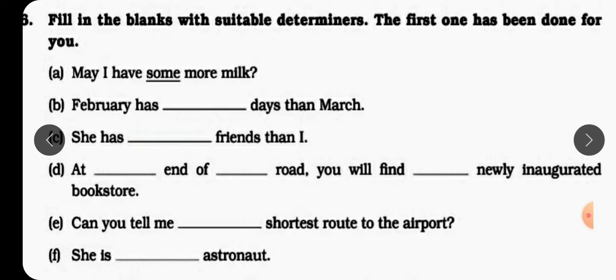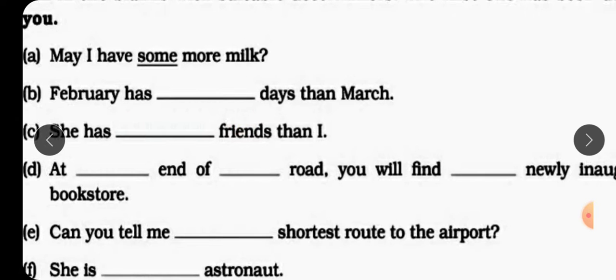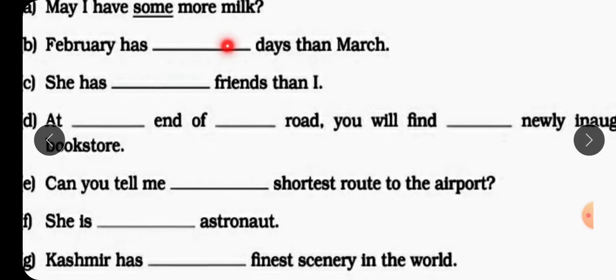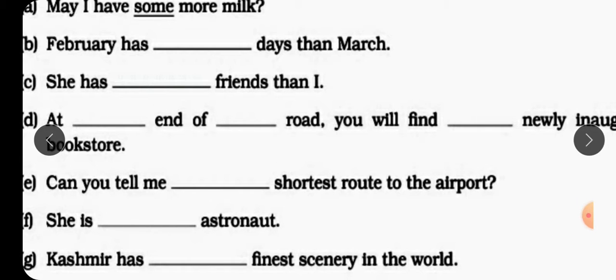So let's start with the first one, students. May I have some more milk? May I have some is the answer. Some more milk. Next is: February has dash days than March. More or less? But what should the answer be, students? February has less days or more? Less. What's the answer? Less days. Then: She has dash friends than I. She has more friends than I.